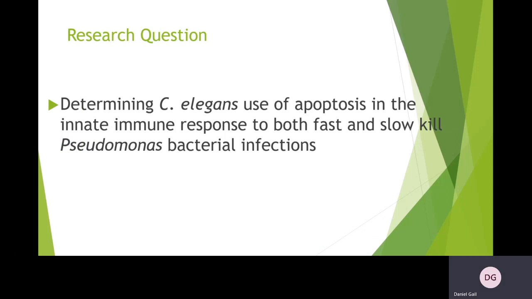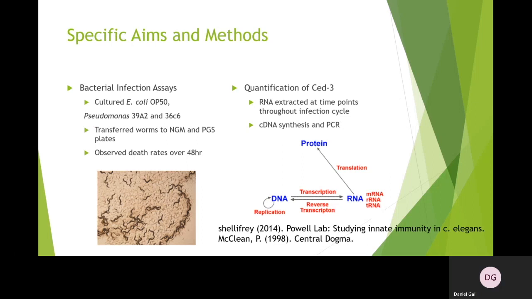My research question and goal for this study was to determine C. elegans' use of apoptosis in the innate immune response to both fast and slow killing Pseudomonas bacterial infections. My study was done by breaking up into two separate specific aims. My first aim was to classify strains of bacteria as either fast or slow killing.